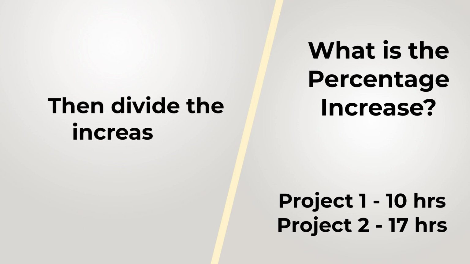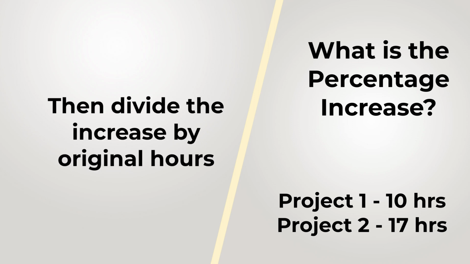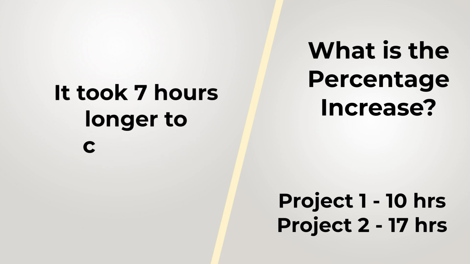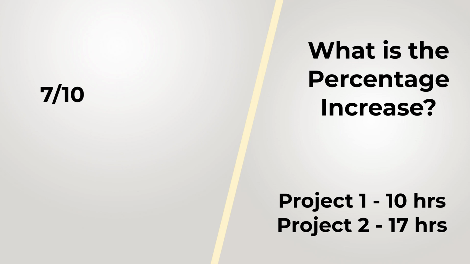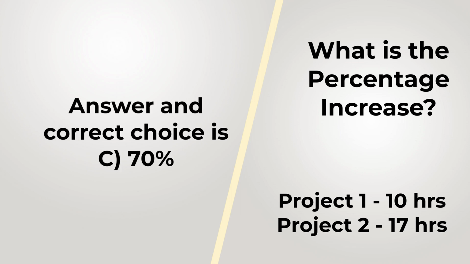In the next step, you need to divide the increase by the original hours. Since original hours were 10 hours and the increase is 7 hours, you need to divide 7 by 10. And as a last step, you need to multiply it by 100%. You can do the calculations in your head, or if you use a calculator, you will come up with the same result, which would be 70%. So the correct answer here is that the increase was 70%, and the correct choice here is choice C.